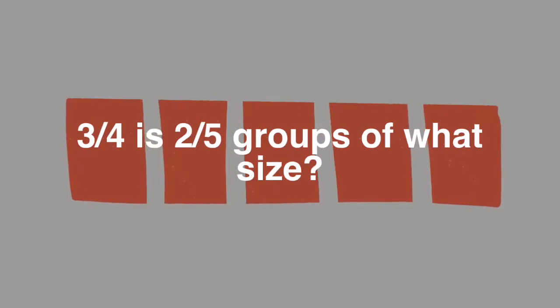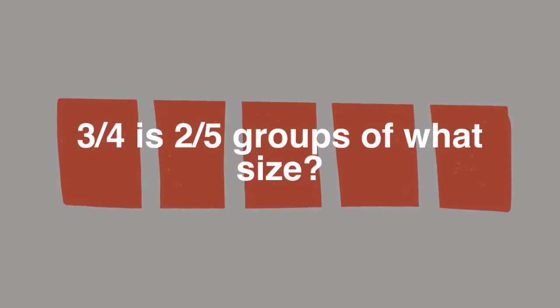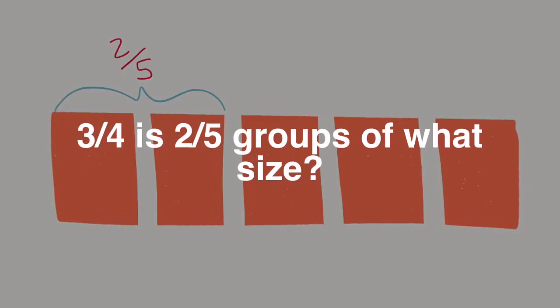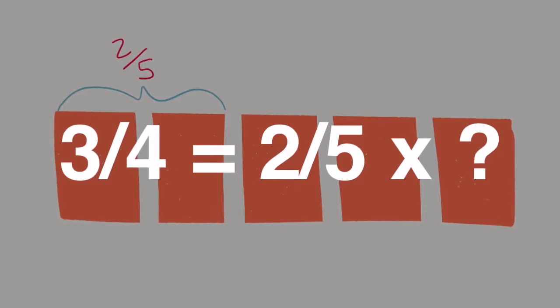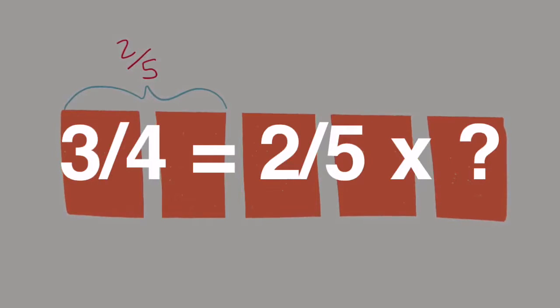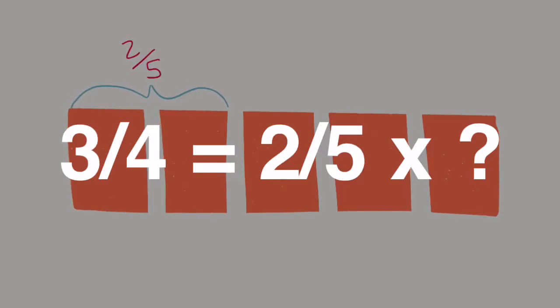Remember, we first rewrote it as a partitive interpretation. 3/4 is 2/5 groups of what size, and we divided our model into fifths. And then we labeled the 2/5 that we're dealing with. Unless we keep working with words, the translation of 3/4 is 2/5 groups of what size would actually look like this. 3/4 is, remember, the same as equals, 2/5 group, group is always multiplication, of what size?